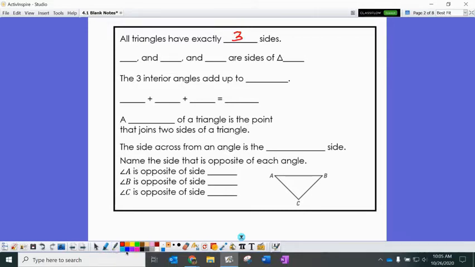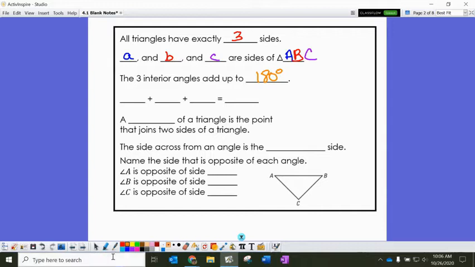If we have triangle ABC, then lowercase a, lowercase b, and lowercase c are the sides of the triangle that's named by its vertices, capital A, capital B, and capital C. So triangle ABC has sides lowercase a, lowercase b, and lowercase c. The three interior angles add up to be what? You know it, 180 degrees.